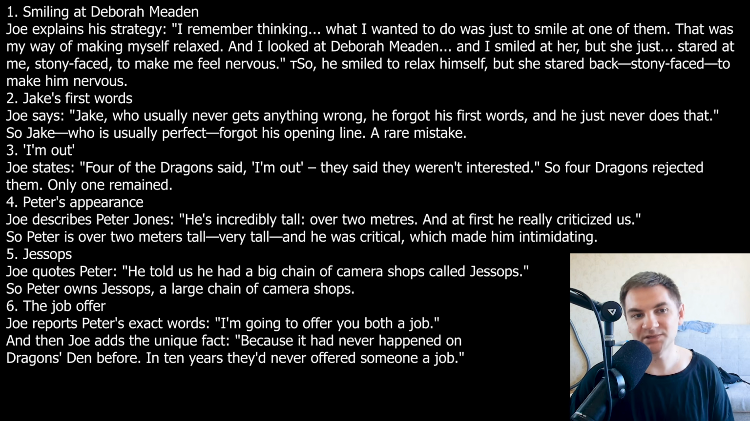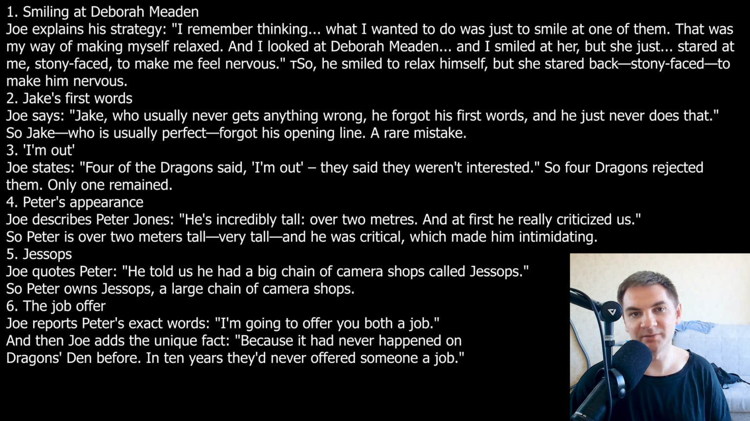Okay, number 2, Jake's first words. Joe says, Jake, who usually never gets anything wrong, he forgot his first words, and he just never does that. So Jake, who is usually perfect, like present perfect, forgot his opening line, a rare mistake. Number 3, I'm out. Joe states, 4 of the dragons said, I'm out. They said they weren't interested. So, 4 dragons rejected them.